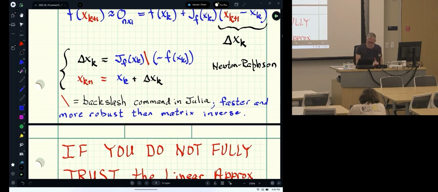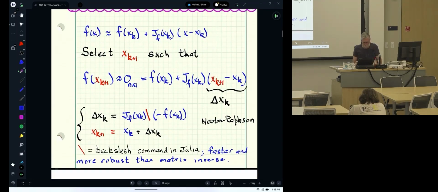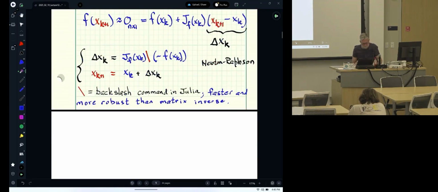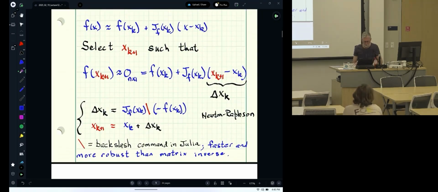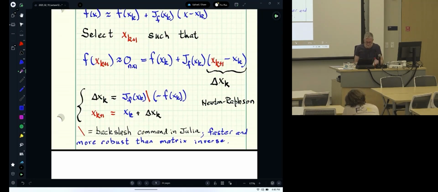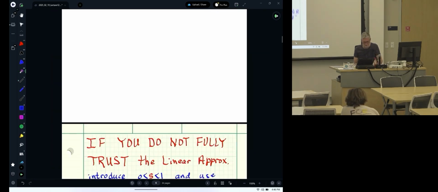And then you get your update, delta XK, because XK plus 1 is XK plus delta XK. Oh, come on. Where did you go? There we go. Okay, it inserted a page, but we'll live with that. There's the algorithm, and I'll remove that later.